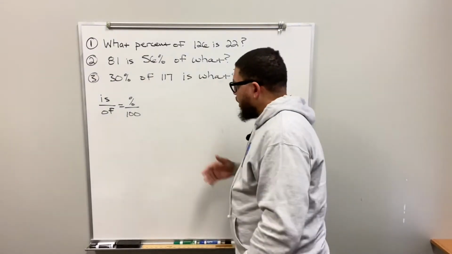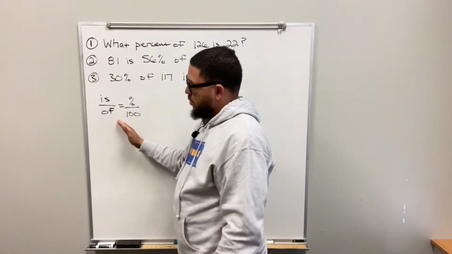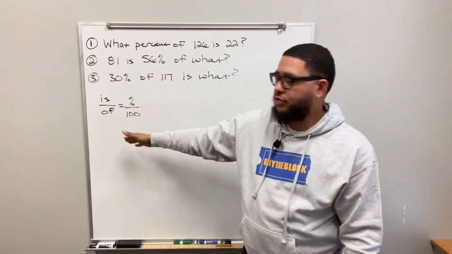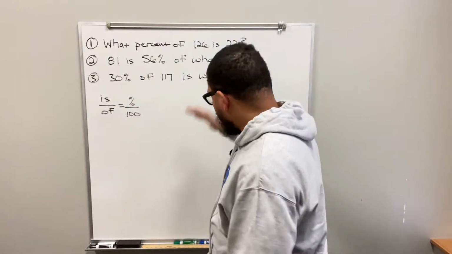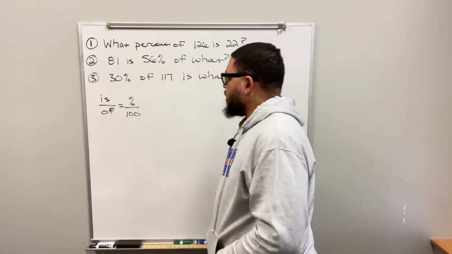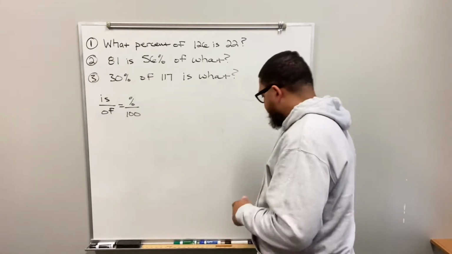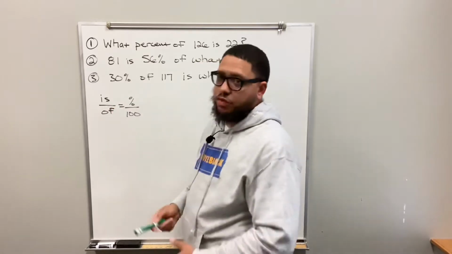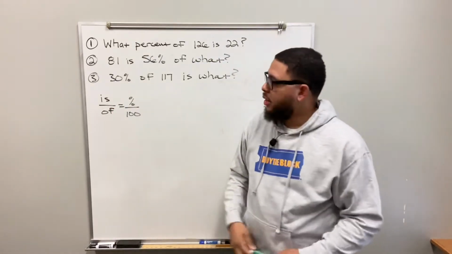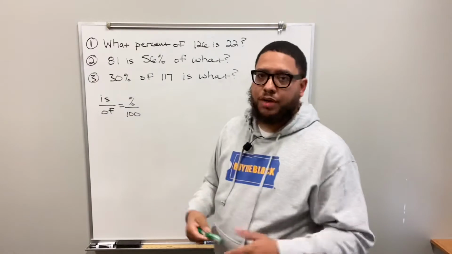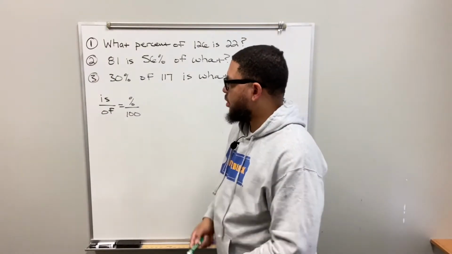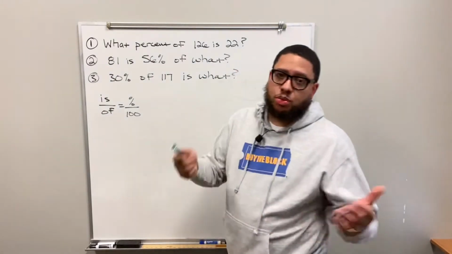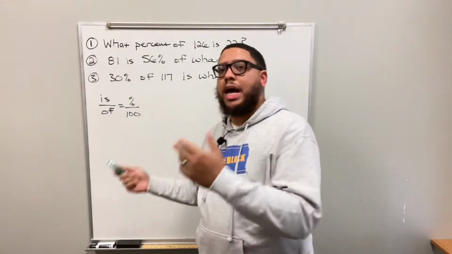Now, this formula right here is your friend. This formula is very helpful. This formula will help you to answer these types of questions, right? So what you want to do is, this word is, you want to look for what I call an is number. This word of, you want to look for the of number. The percent symbol is where the percentage goes. Sometimes you will know the percentage, sometimes you will not know the percentage.